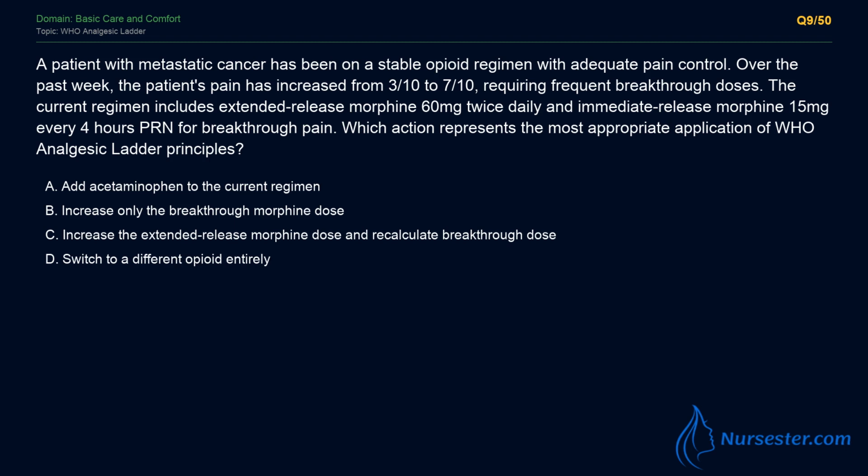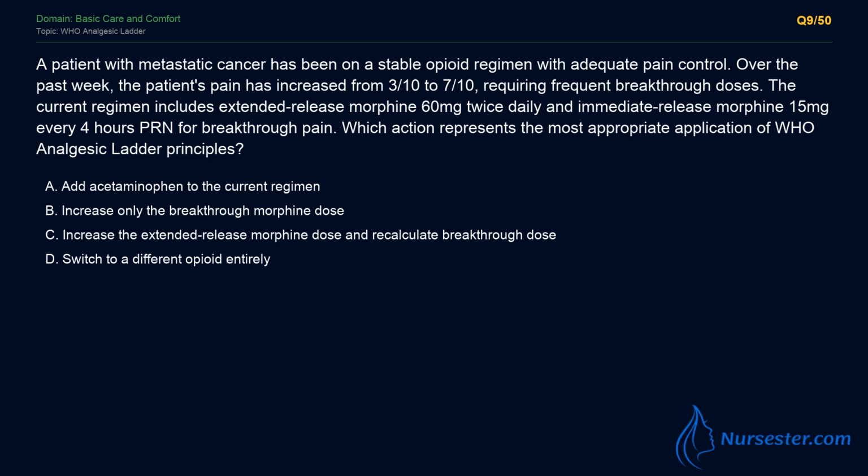Option A. Add acetaminophen to the current regimen. Option B. Increase only the breakthrough morphine dose. Option C. Increase the extended-release morphine dose and recalculate breakthrough dose. Option D. Switch to a different opioid entirely.